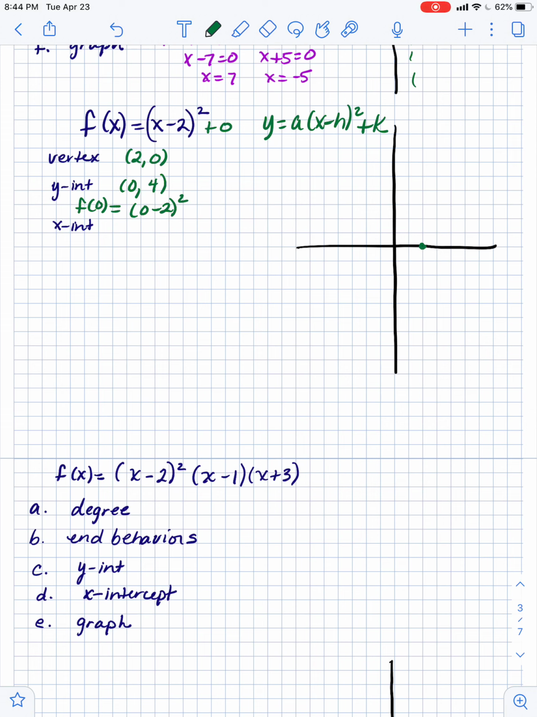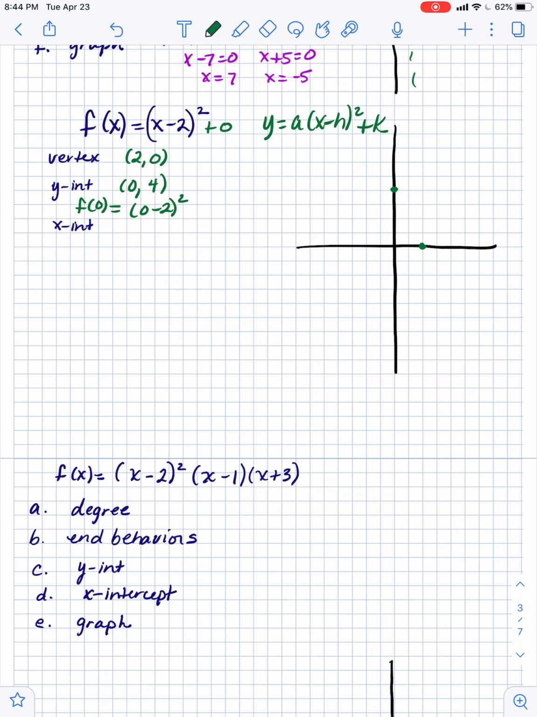Did I miss something there? I feel like I'm missing something. Oh, y-intercept. I don't know what I'm thinking. Sorry, my brain froze there for a second. I don't know what I was thinking.